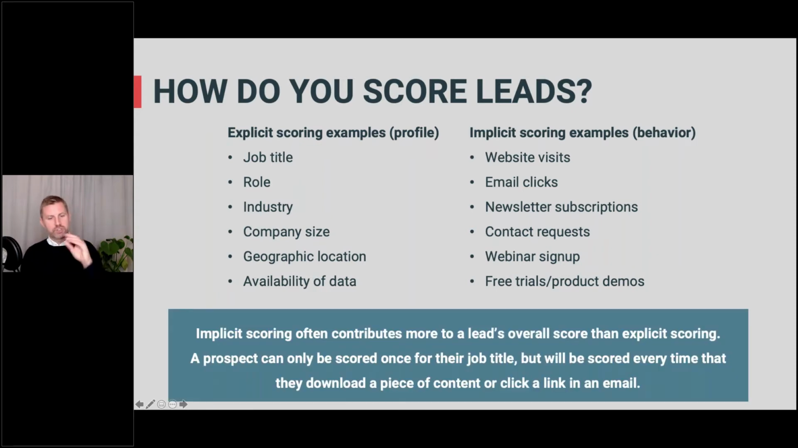So again, implicit scoring, their behavior, typically adds more points to a person's overall lead score than explicit scoring does. Because the implicit scoring is their behavior, and they can do this time and time again: visit your website one, two, three times, visit different pages, and all of that over time aggregates up to a typically larger implicit scoring than your explicit scoring.